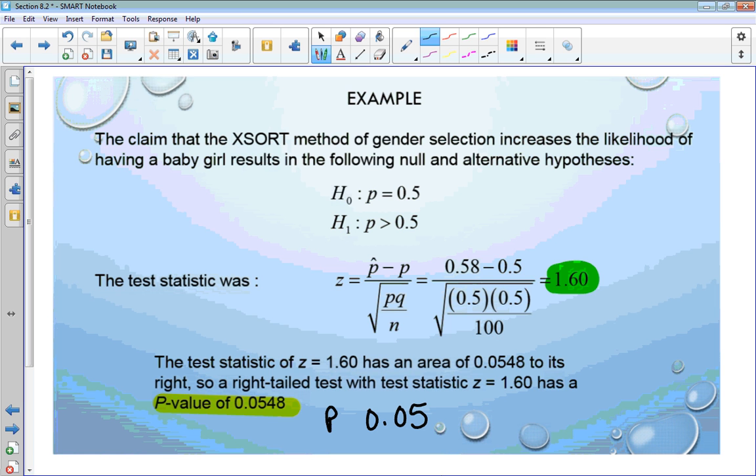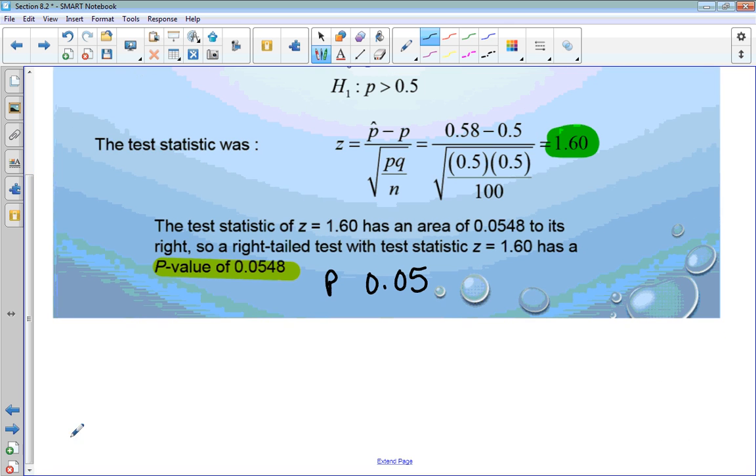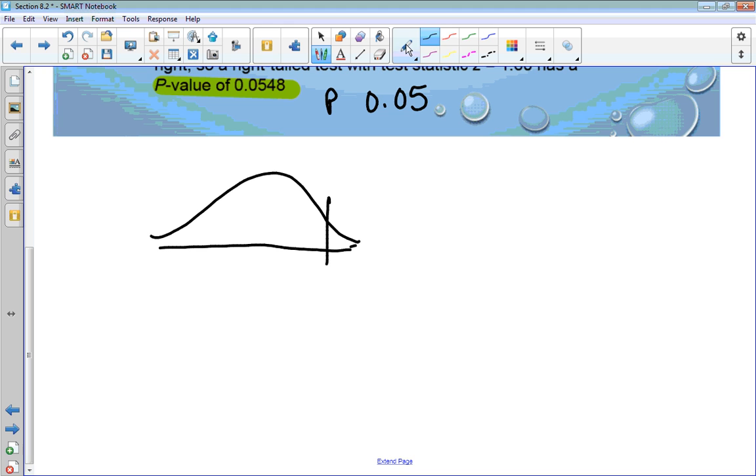That hypothesis, that null hypothesis. And let's just draw it out just to make sure you're understanding what's happening here. So we're going to draw a normal curve. We've already said this is going to be to the right only. We did our calculation, and we found that our z was 1.60.